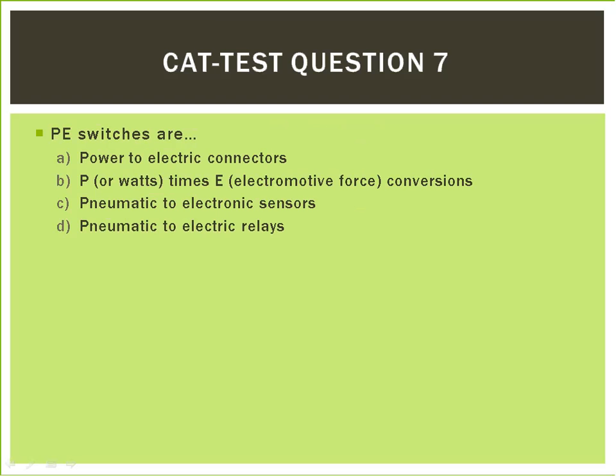CAT test question number 7. PE switches are: A, power to electric connectors; B, P or watts times E, electromagnetic force conversions; C, pneumatic to electronic sensors; or D, pneumatic to electric relays.